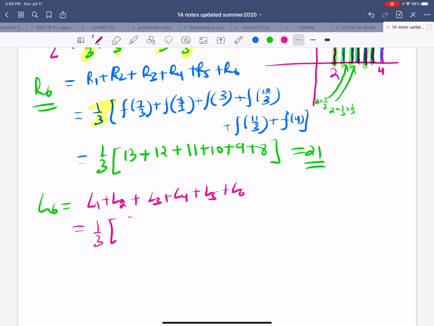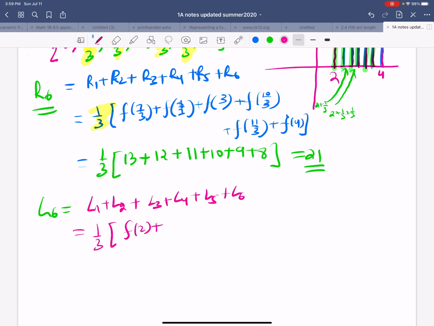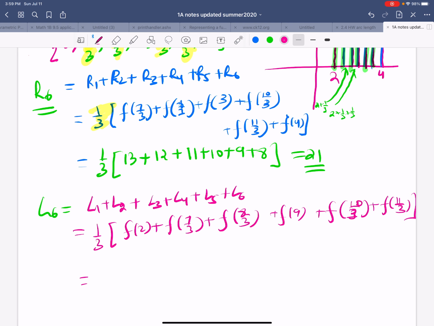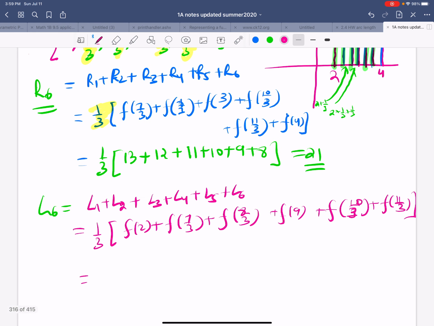So 1/3 times f of the very first height, we're going to use the height at point 2, and then the height at point 7/3, then height at point 8/3, height at point 9, height at point 10/3, plus height at point 11/3. We wouldn't be using the very last height for the left-handed sums. So I'm using the left-handed heights in this case. So we already found f of 2.